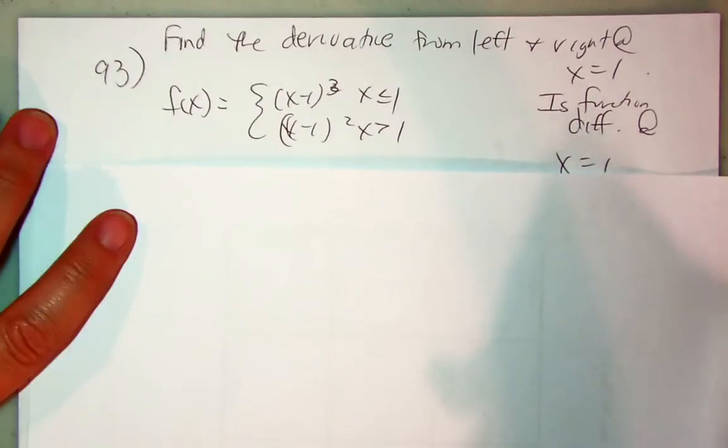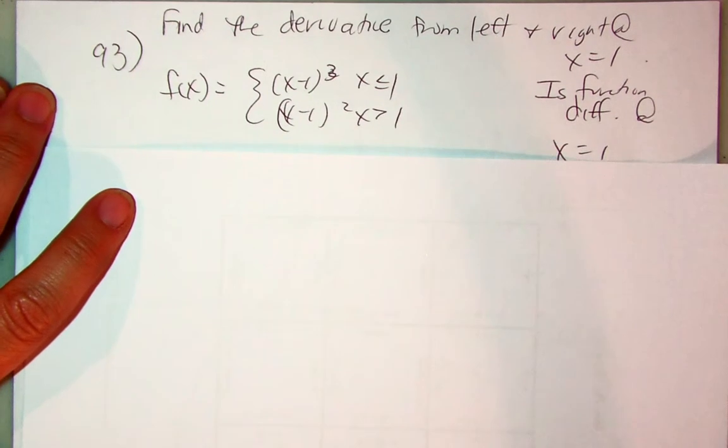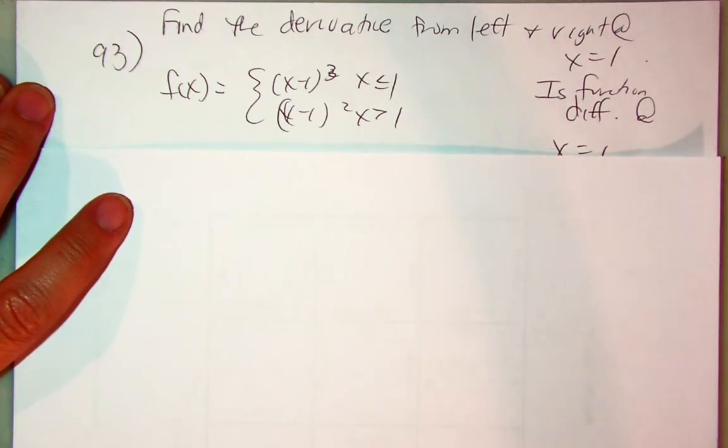Remember, I'm going fast because I'm trying to keep these videos as short as possible. I know you're going to have to stop these a lot and probably rewatch them to see what I'm talking about. Number 93. So now I have a piecewise function.